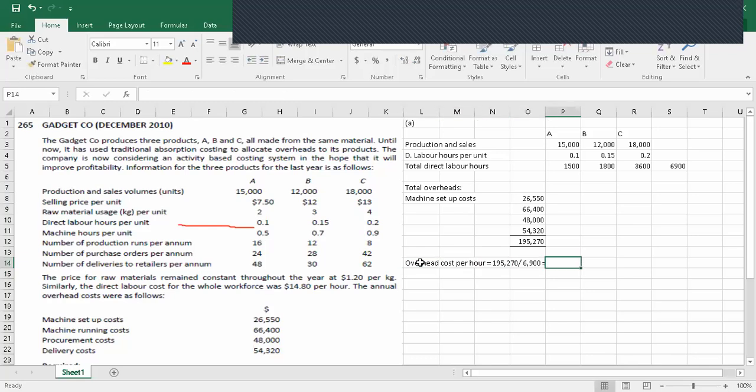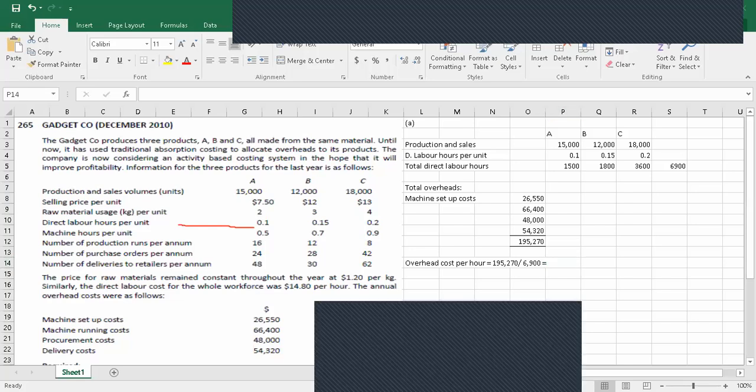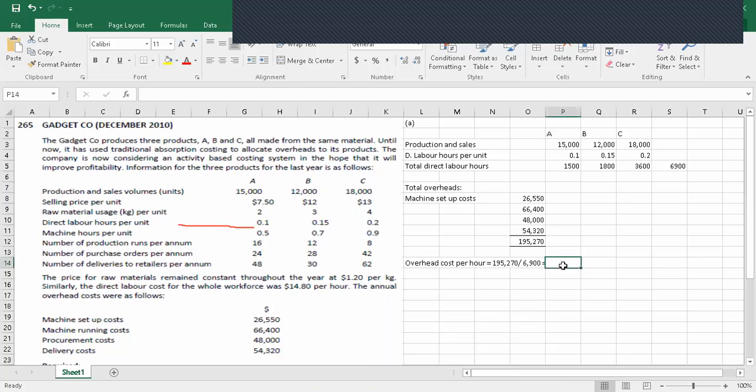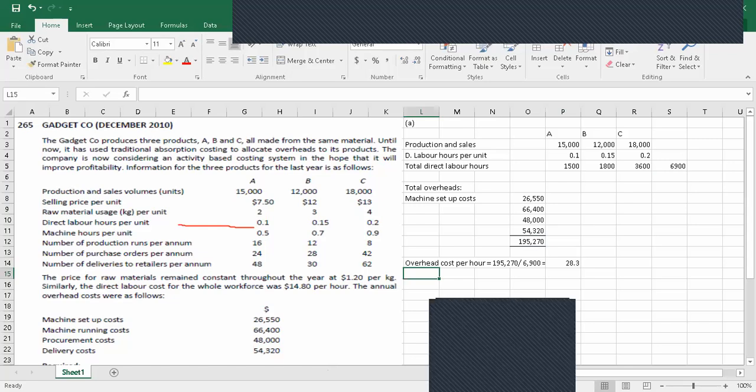The calculation. So that's 28.3. So now using 28.3 per hour, allocate the overhead cost to products A, B, C based on direct labor hours.